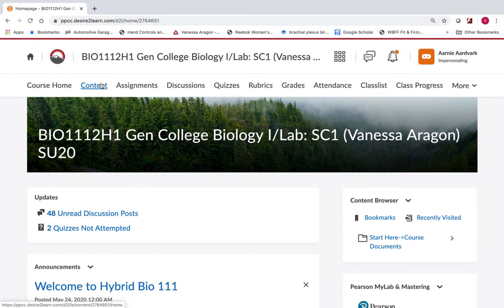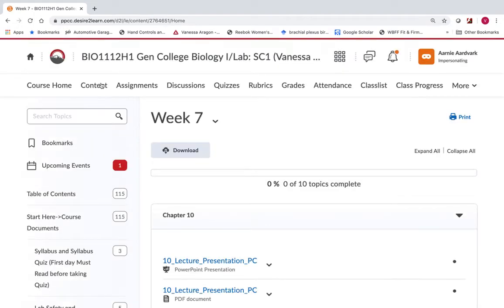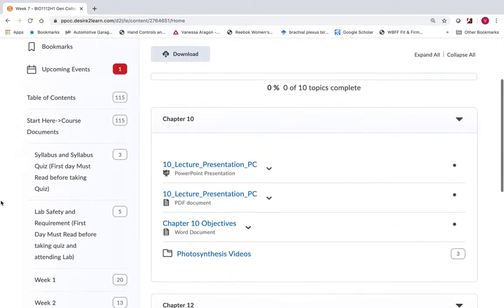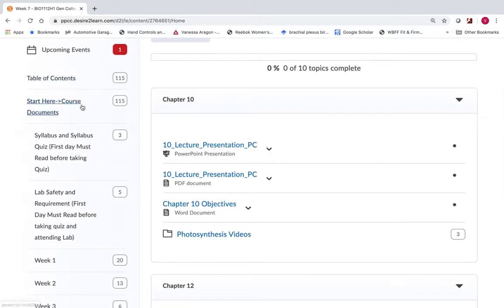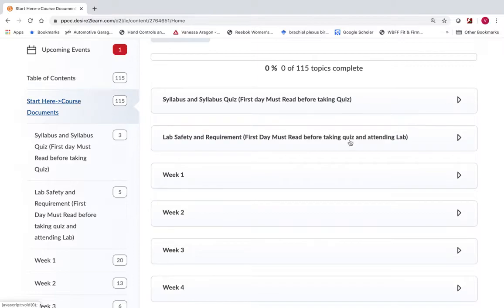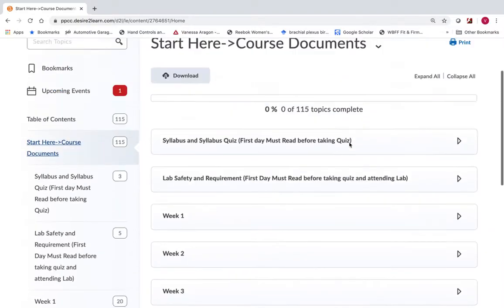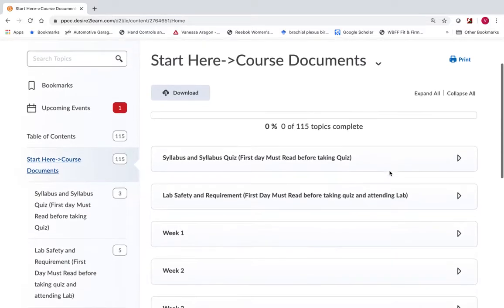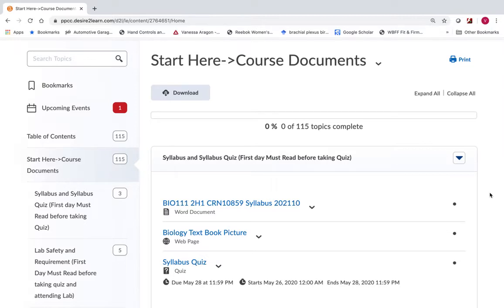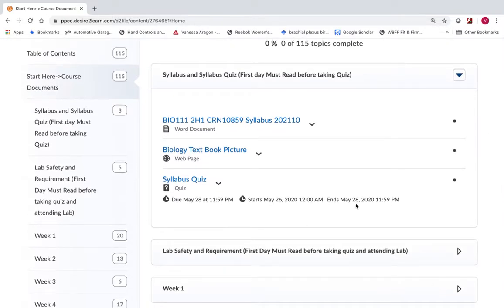Okay, so let's go ahead and hit Content. When you click into Content, I have everybody's shells completely ready, as far as the modules and the PowerPoints. Let's go ahead and click into one first. We'll start here. What a great place to start. Look at that. You have everything, weeks 1 through 10. This should have been your first visit, the syllabus and the syllabus quiz. The syllabus quiz is due, when is it? It's due on the 28th.